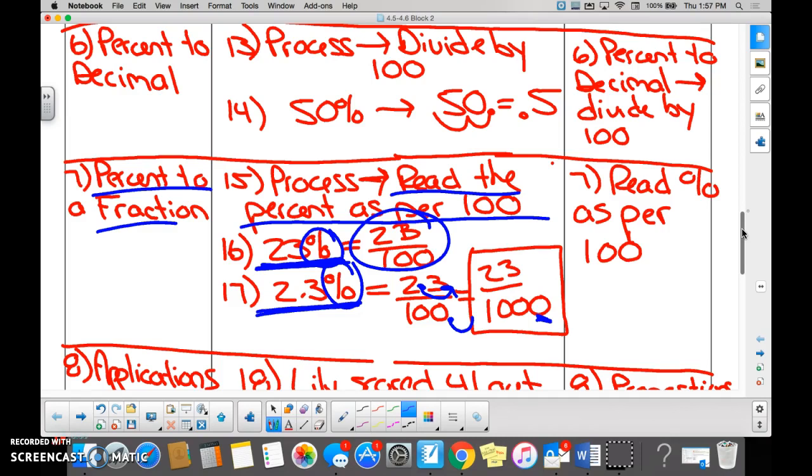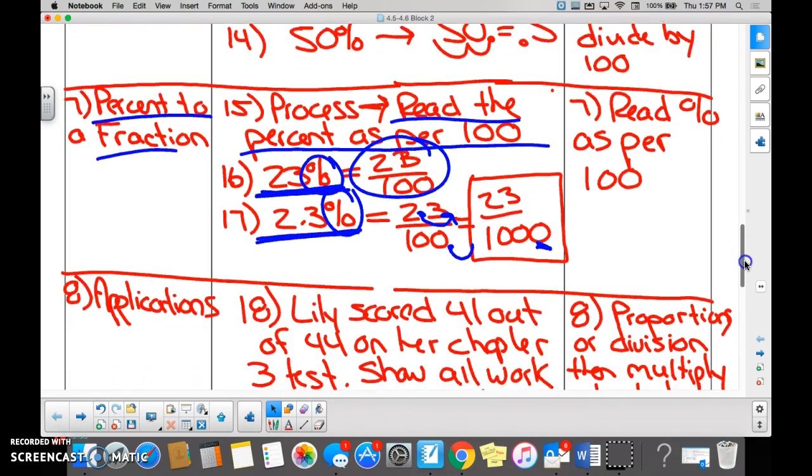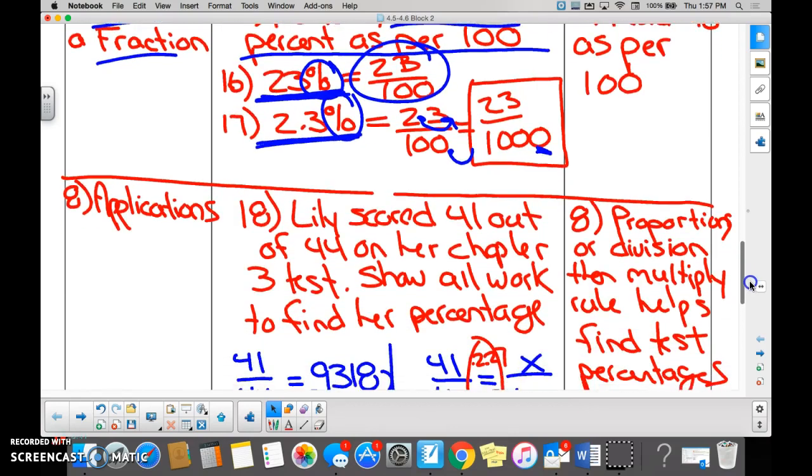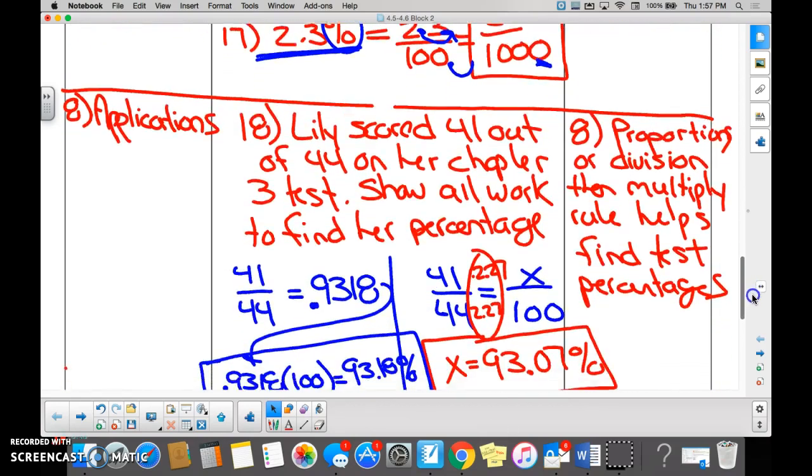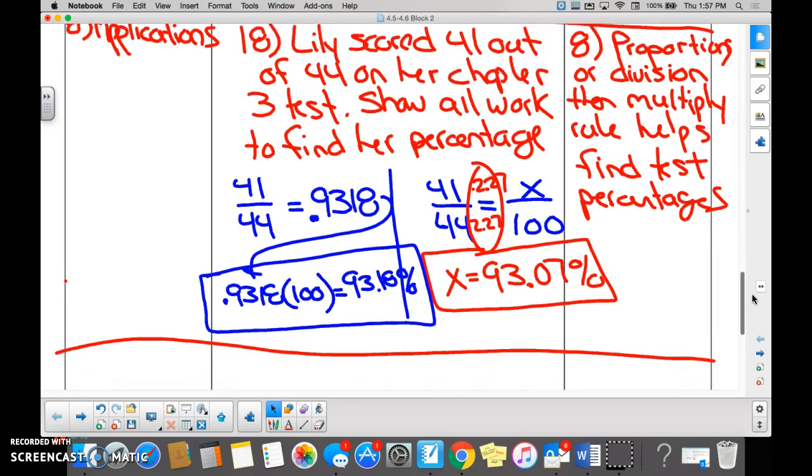Okay, got it? Okay, and then down below, number 8, we have our applications, and this is how we find scores on a test, which probably will be an extra credit point for your test coming up sometime in the next week or so.